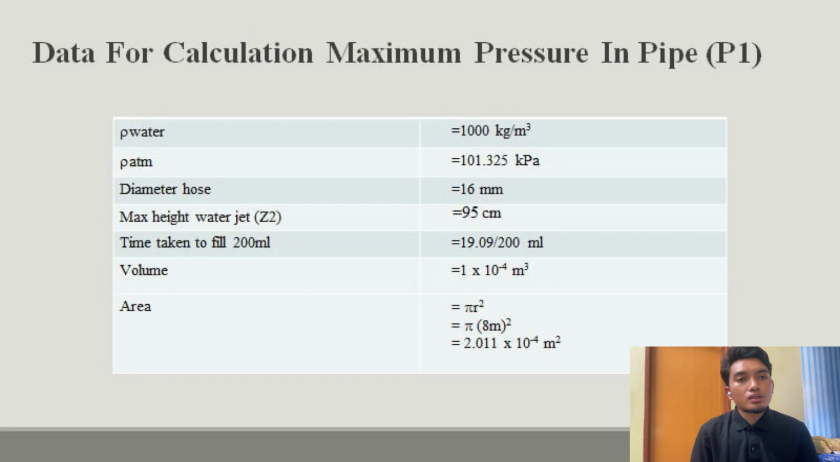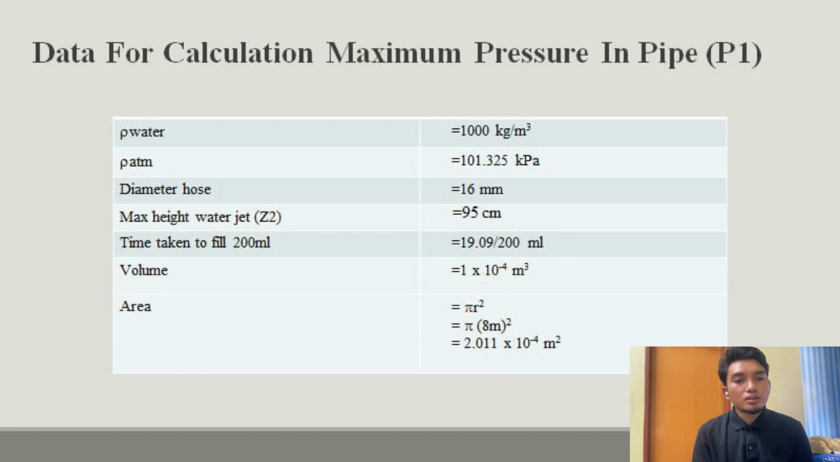Today I want to present the data for calculating maximum pressure in the pipe. So this is the data. Density of water is 1000 kg per meter cube. Atmospheric pressure is 101.325 kilopascal. Diameter of hose is 16 mm. Maximum height of the water jet is 95 cm. Time taken to fill 200 ml is 19.09 seconds. Volume is 1 multiplied by 10 to the power of negative 4 meter cube.